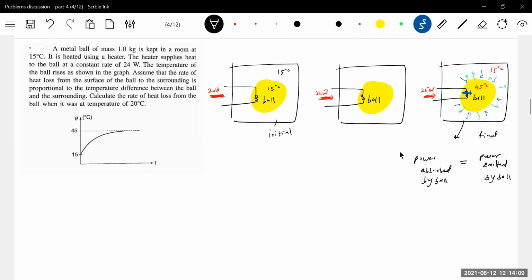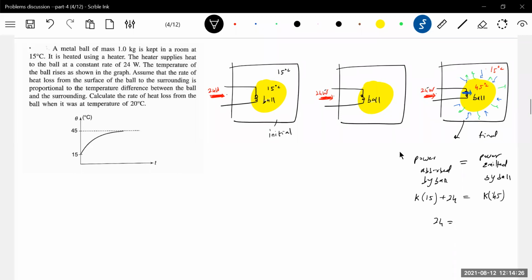What is the power absorbed? It is going to absorb from the room, K into temperature 15 degrees Celsius, plus 24 watt. And power emitted by the ball is K into 45 degrees.